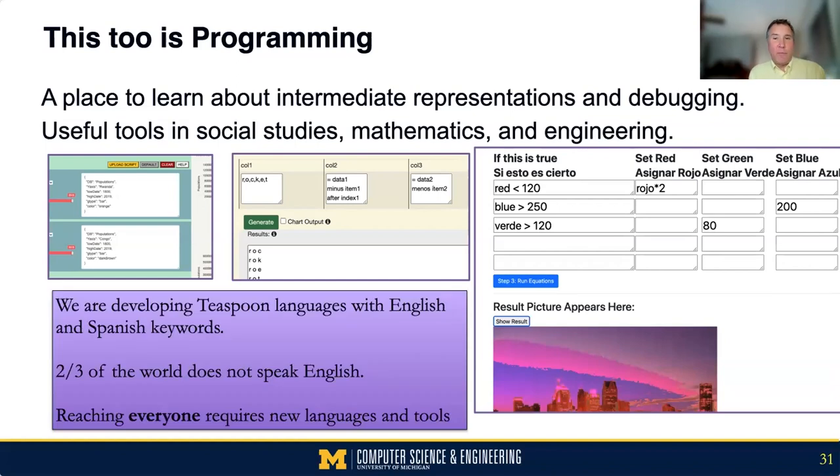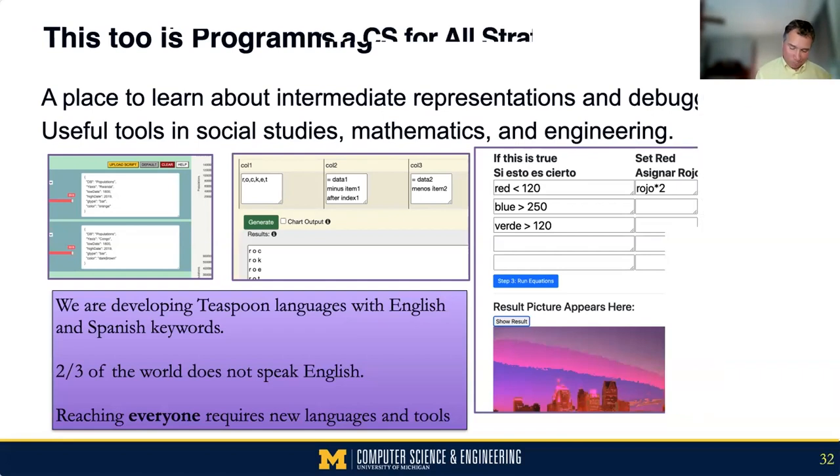You'll notice too that on the two right ones that we are developing teaspoon languages that support both English and Spanish keywords. Two-thirds of the world does not speak English. Reaching everyone is going to require us to think about new languages and new tools that go beyond the hegemony of English.